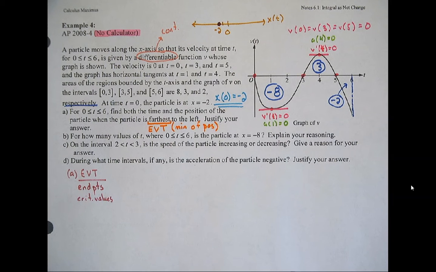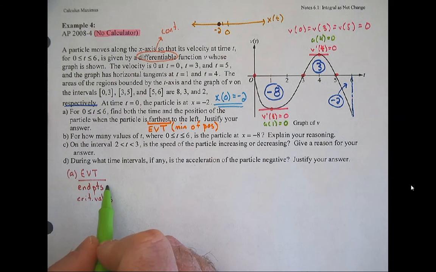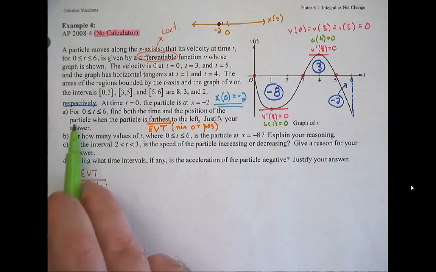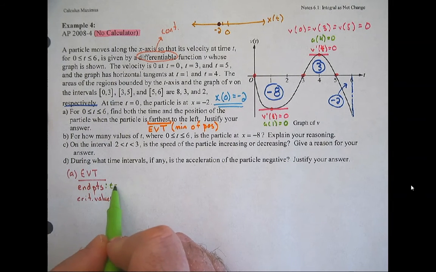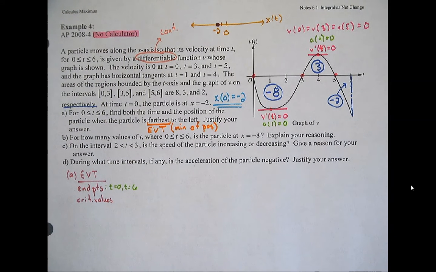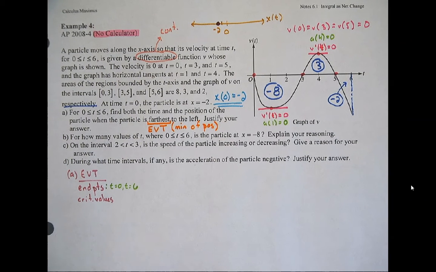Okay, so endpoints are going to be pretty easy. So we can list our endpoints right away. Our endpoints occur at t equals 0 and t equals 6. Those are our endpoints. Crit values are a little tougher. When do crit values occur? What are the two criteria for something to be a crit value?